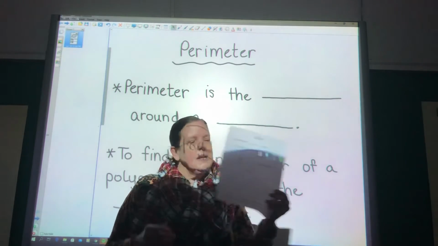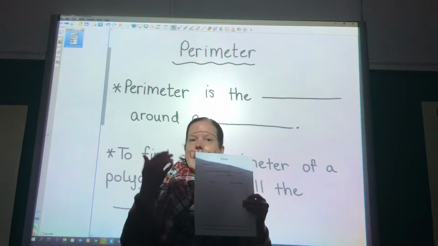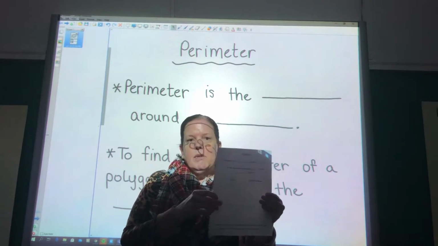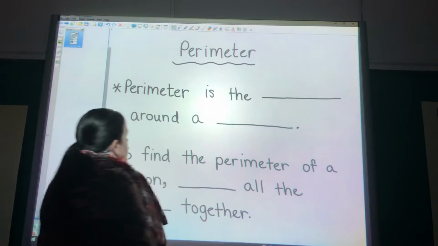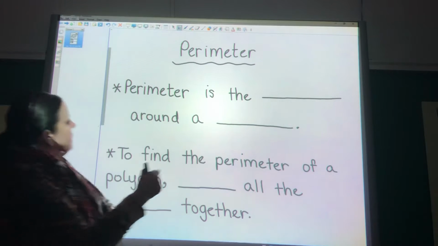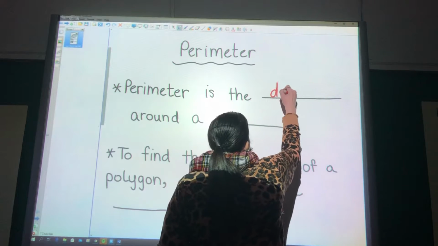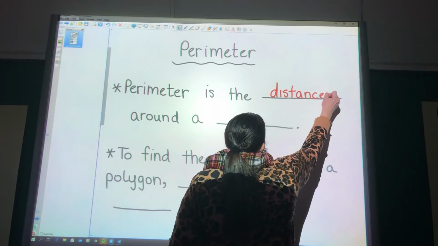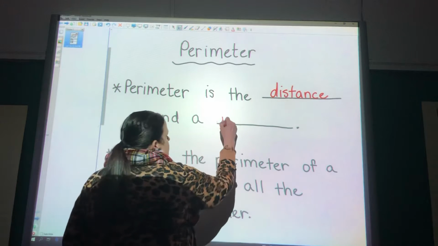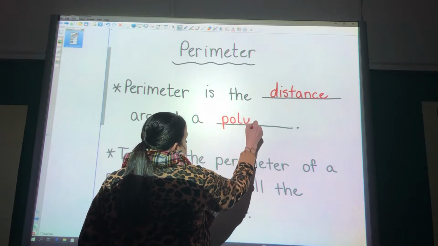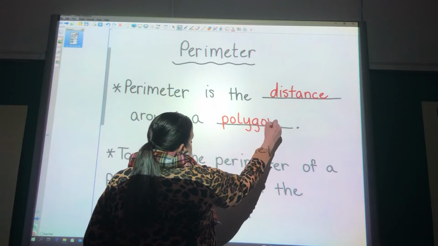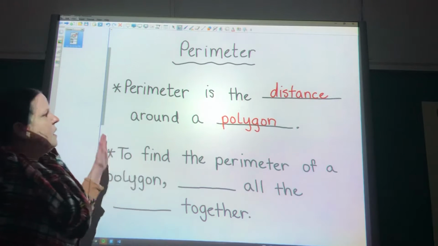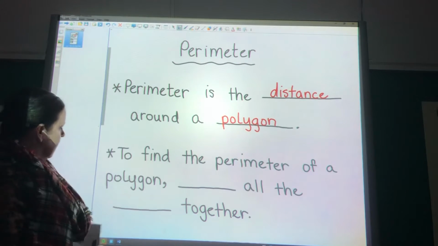Again, try to print out the notes page. If not, write this down on a piece of paper so that you'll have it handy and that you can refer back to it. All right, so perimeter is the distance around a polygon or around a shape. Polygon is just the fancy word for shape. So perimeter is the distance around a shape, a polygon.